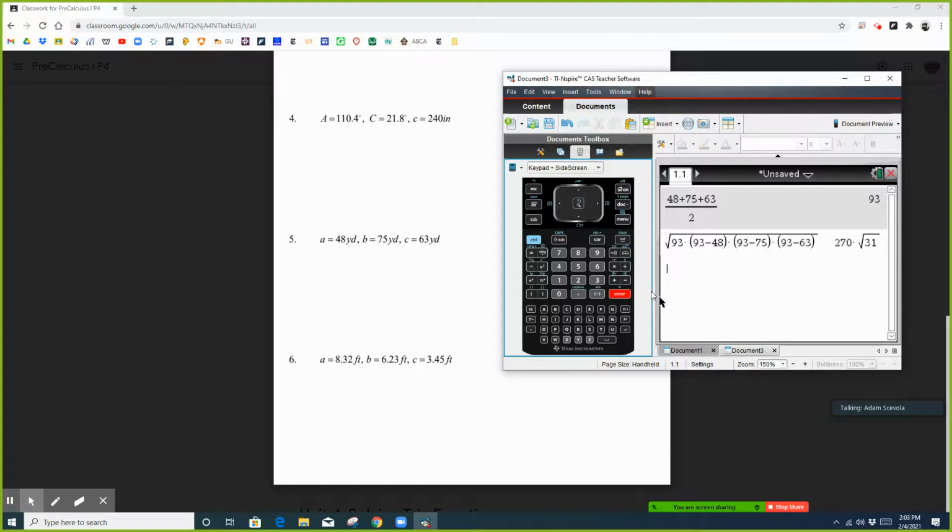simplified radical. If I was hiring a contractor to put pavers down in my backyard and the dimensions were a triangle, and he was like, all right, you got 270 root 31 square feet, I'd be like, dude, just tell me what it is in feet.